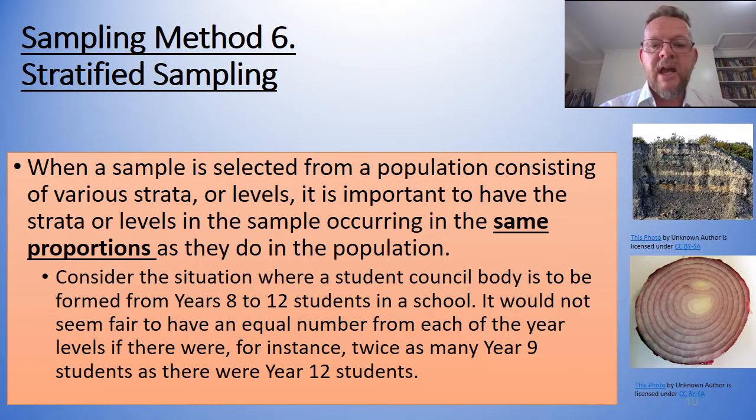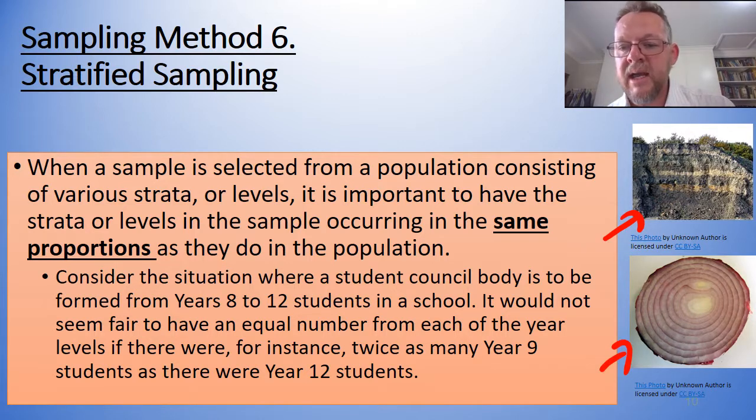It would not seem fair to have an equal number of year levels if there were, for example, twice as many year 9 students as there were year 12 students. So we see strata over here, as we can see here, these different layers, and a strata is just another word for a layer.